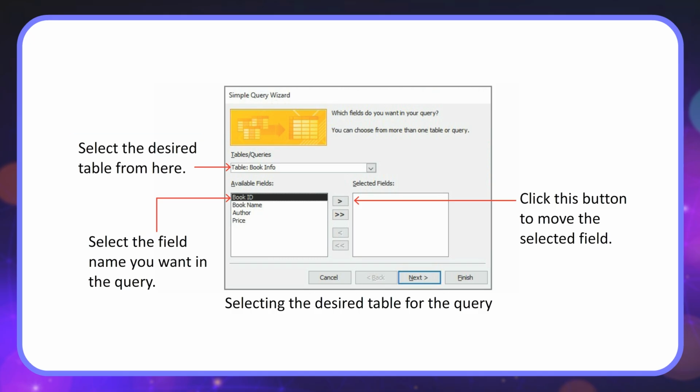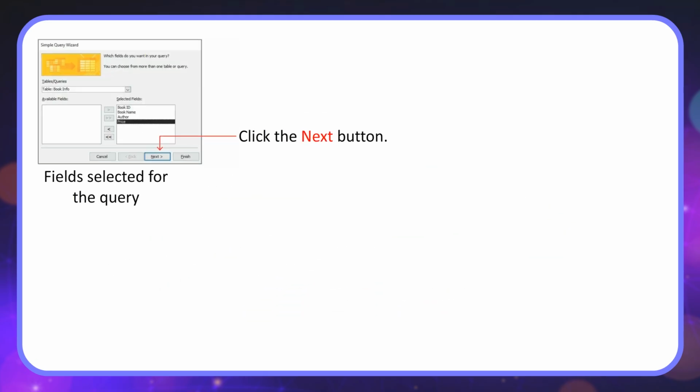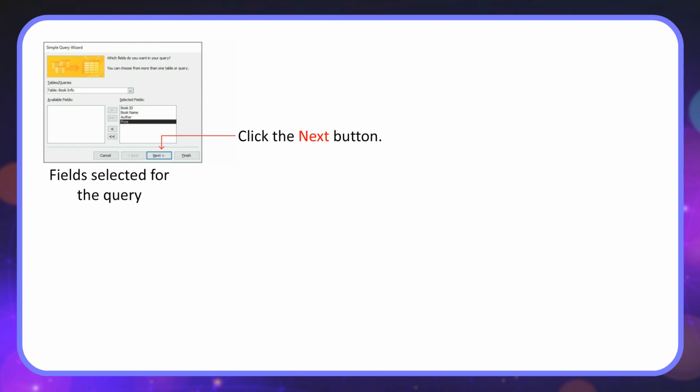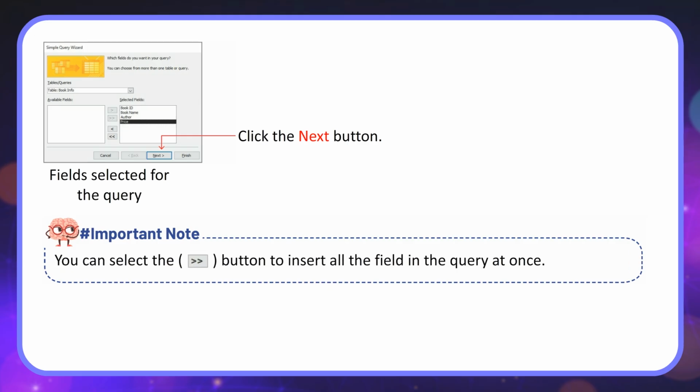Select the desired table from here. Select the field name you want in the query. Click this button to move the selected field. Selecting the desired table for the query. Click the Next button. Field selected for the query. Important note: you can select the button to insert all the fields in the query at once.